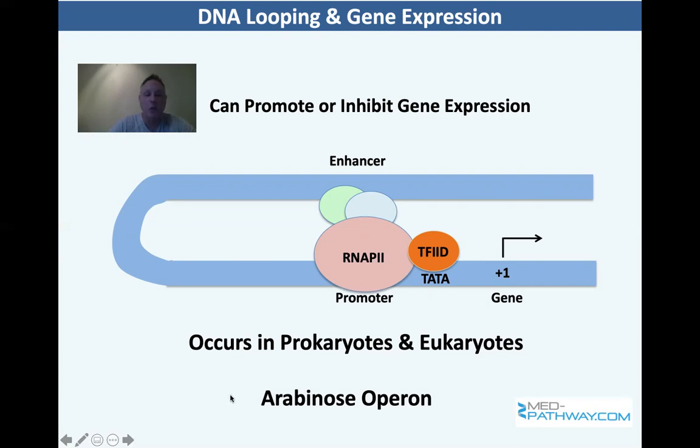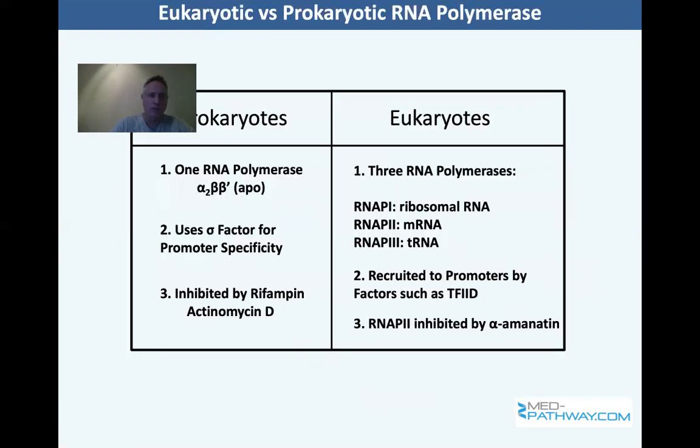Today, we're going to see looping in the arabinose operon, which we know has been on the MCAT before. We're going to see some very interesting experimental data and have you decipher what actually the looping is doing with respect to E. coli's regulation of arabinose catabolism.